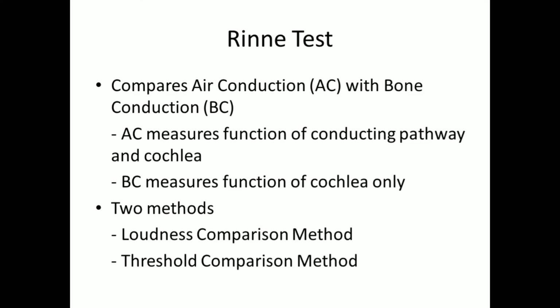So when we are measuring the air conduction, we are actually seeing the function of the conductive pathway as well as the cochlear pathway. But when we measure the bone conduction, we only see the function of cochlea. Rinne test can be done by two methods. One is loudness comparison method, another is threshold comparison method. So now I'll be demonstrating both these methods and then I'll talk about the interpretation of Rinne test.